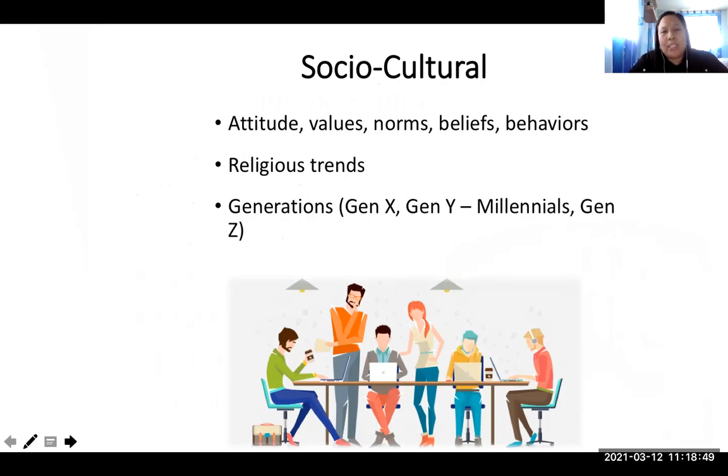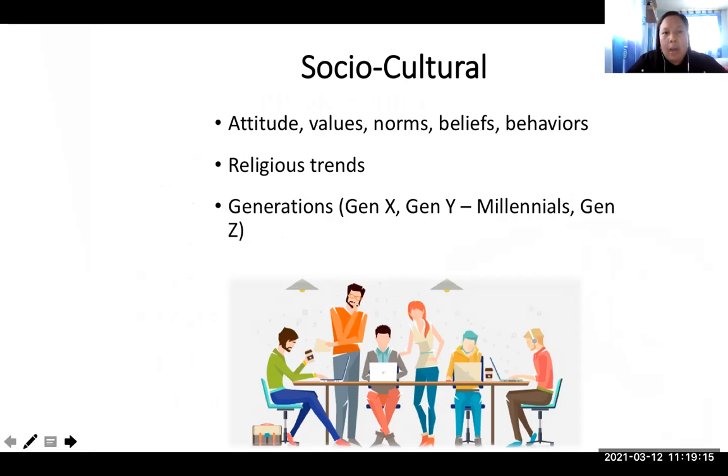This is the good part. So, these are the attitudes, values, norms, beliefs, and behaviors. We also have the religious trends. I hope you have something you believe in. And I feel like there's an increasing number of agnostics and atheists, but that should not be the case. Okay. So we are just bypassers here on this earth or universe.